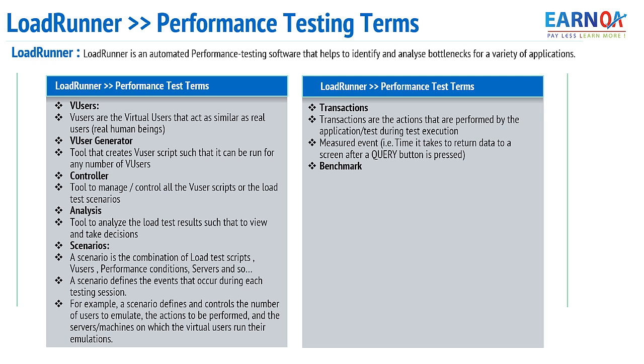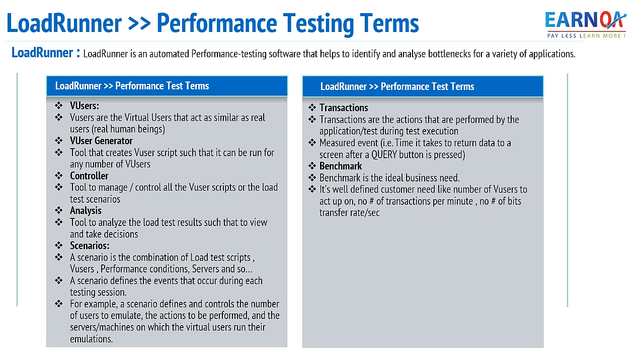Another example, my application should support 8 transactions per second. My application should respond in less than 3 seconds. My application should support 1000 hits per second. So these are all the business needs, and we call them the benchmarks with respect to LoadRunner, or the benchmarks with respect to performance testing. So benchmark is the ideal business need, and it is well defined with the customer specific implementations like the number of transactions, the number of users, the number of bytes that it can generate, the hits that it can support, the request and response transfer rate, throughput, and many more.